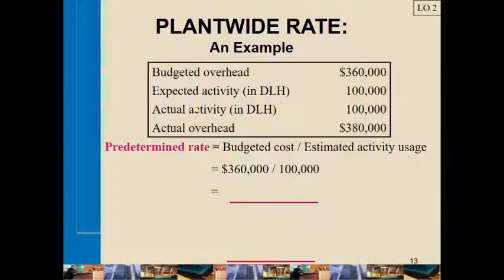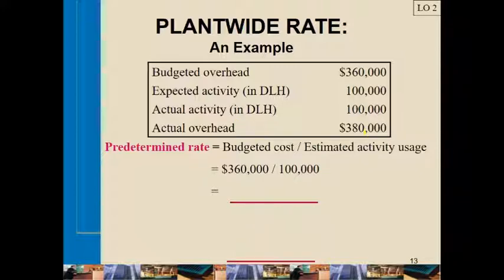Now let's have a brief example. You have here your overhead of 160,000, your expected activity in direct labor hours, that is the DLH, of 100,000, your actual activity of also 100,000 hours, and then your actual overhead of 380,000.